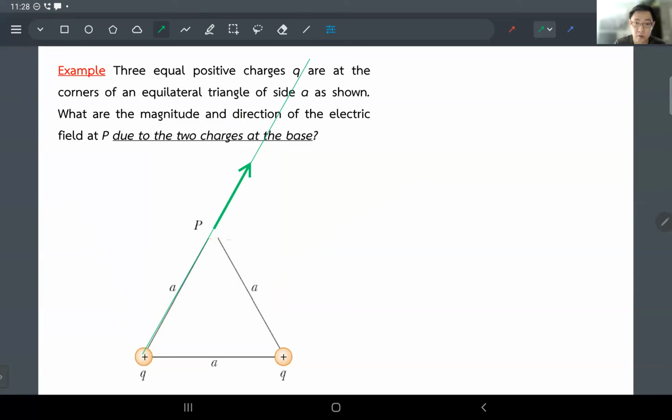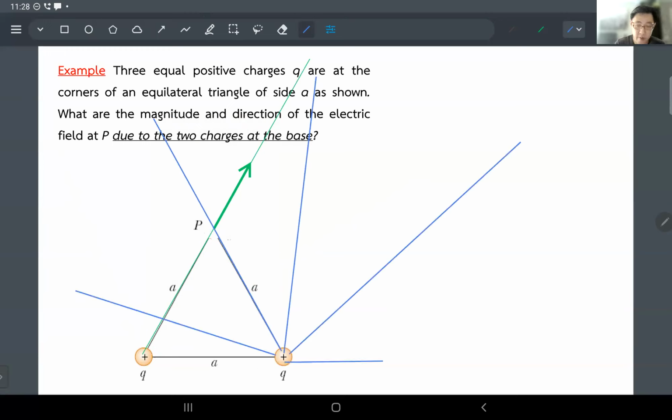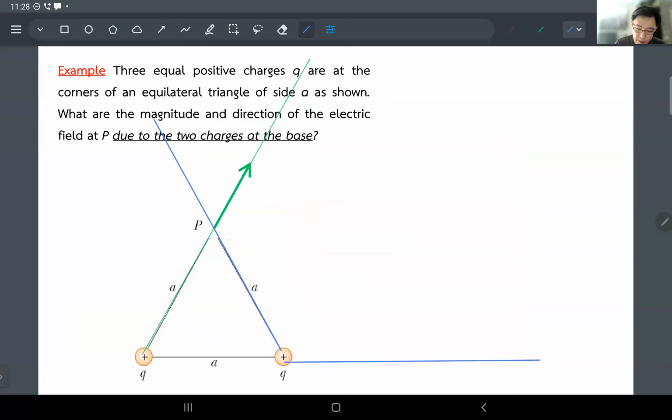Very good. All right. Now look at the positive Q on the right. It will do the same thing. Around it we have electric field all over the place, but we only care about what is going on at point P. So at point P, you are going to get an electric field pointing in the radial direction, away from the charge generating it. Cool?